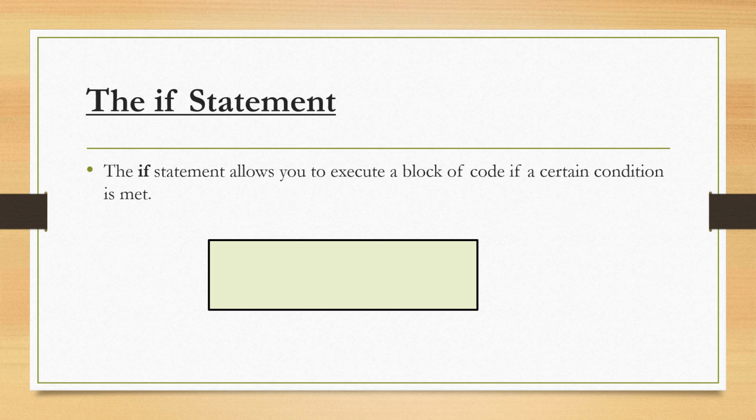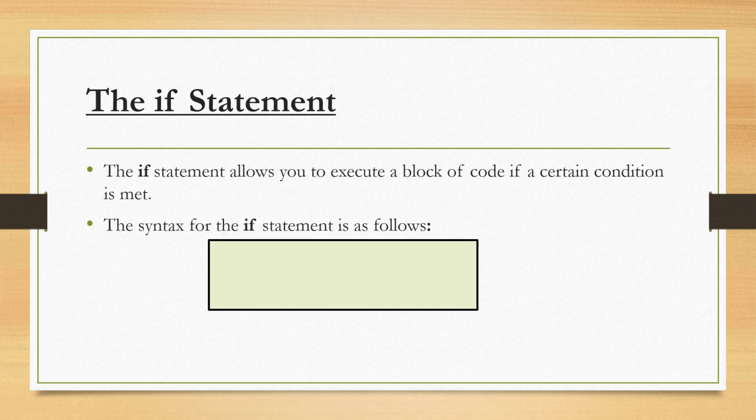The if statement allows you to execute a block of code if a certain condition is met. So it will execute a block of code. What is a block of code? It is code written in a certain indented form, written in some block, and it will execute when that condition is true.